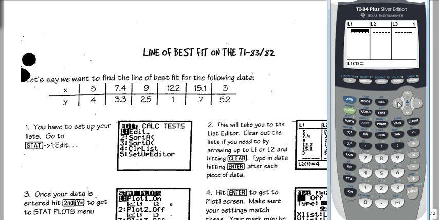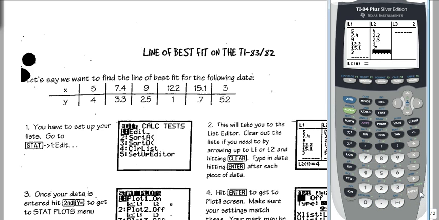You want to enter the X values first for your L1. So my X values are 5, 7.4, 9, 12.2, 15.1, and 3. Okay. Now we enter the Y values that correspond to those X values. 4, 3.3, 2.5, and I just typed in 2.1. There we go. 2.5, 1.7.